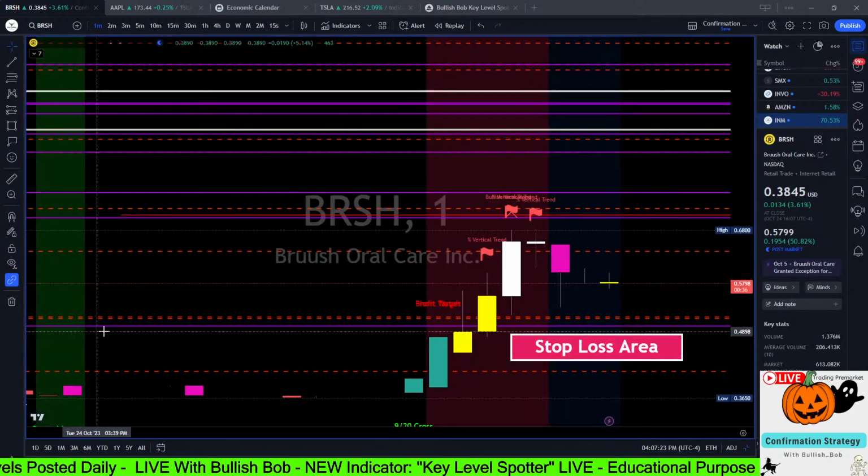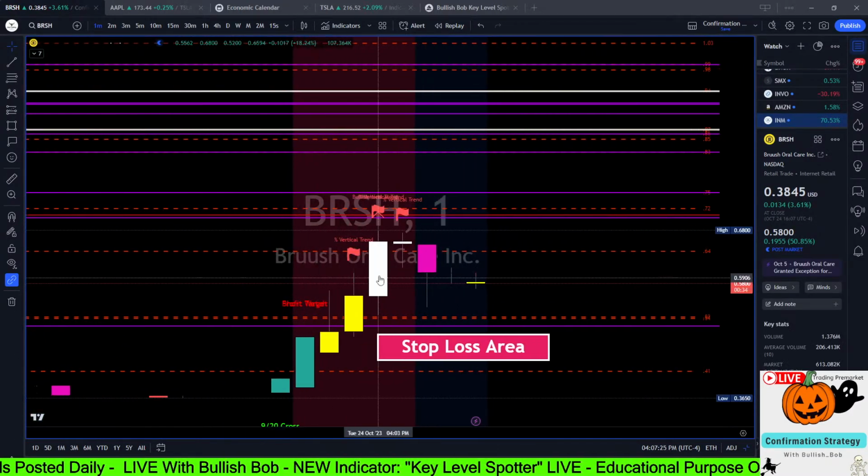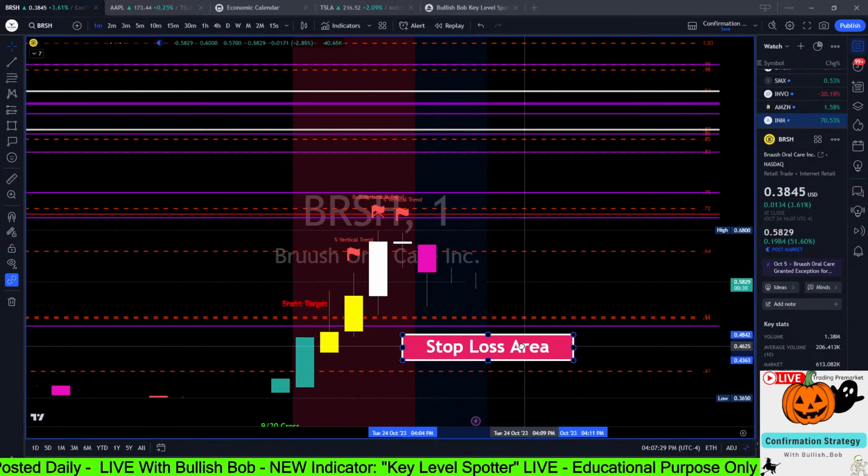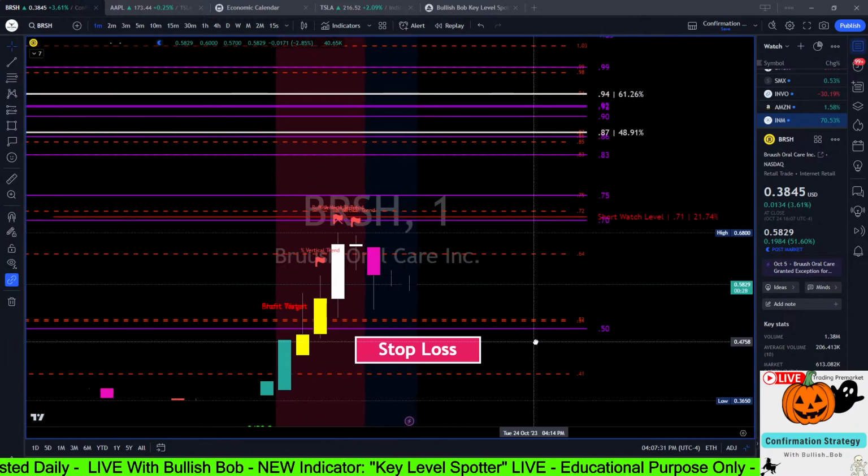Keeping an eye on BRSH as it needs to stay above that level. Dying out in volume, but still has a little bit of volume. Needs to stay above this level. Anything under this 50-cent mark, that's it. There's room for concern.